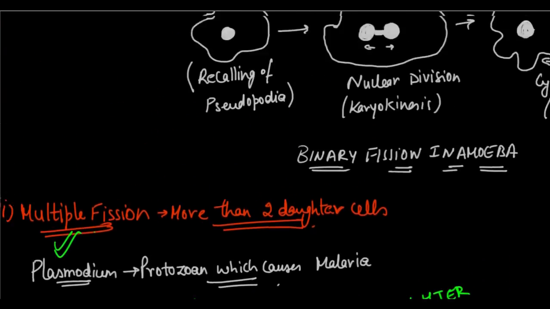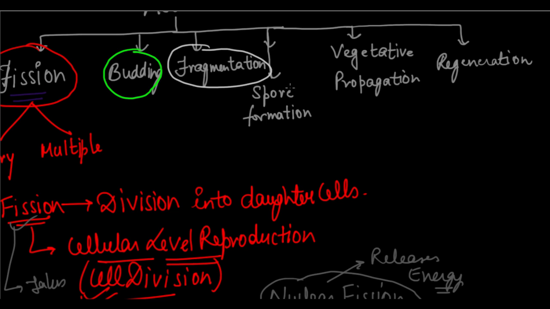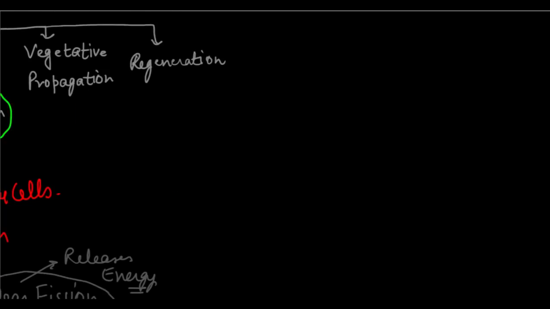So till now we've discussed fission, budding, and fragmentation. Now we move on to the next form of reproduction, that is spore formation. Now let's have a look at spore formation. So the fourth form of reproduction which we are discussing is number 4, spore formation.